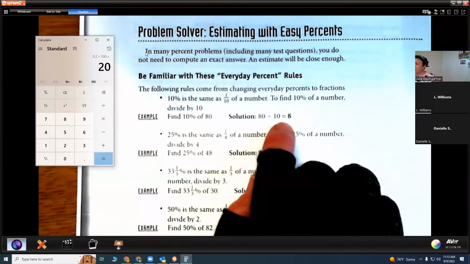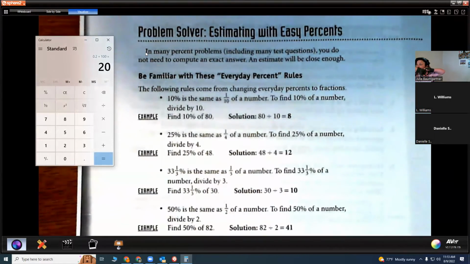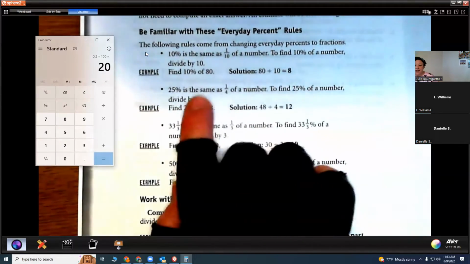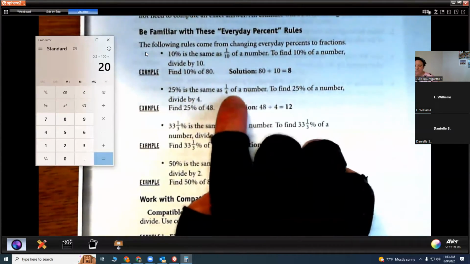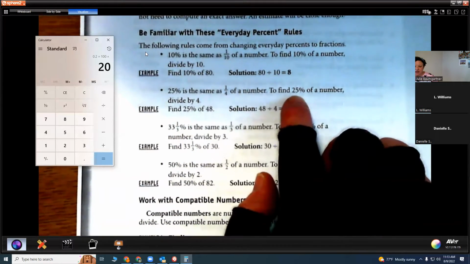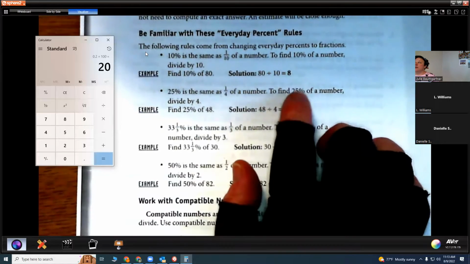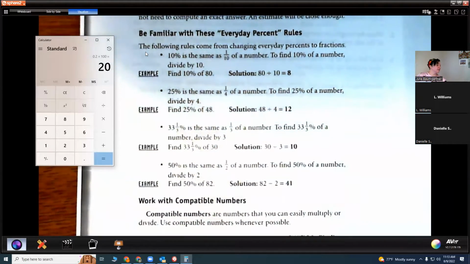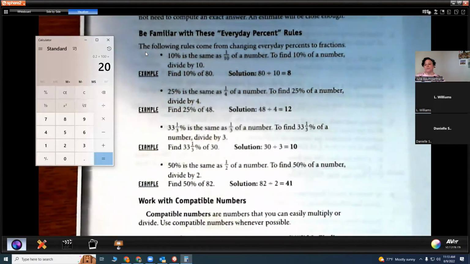So hopefully that makes sense to everyone, okay? The next everyday percent rule: 25% is the same as 1/4 of a number. So to find 25% of a number, divide by 4. What's another word that we use to talk about 25% or 1/4? What money word? Quarter. Good.